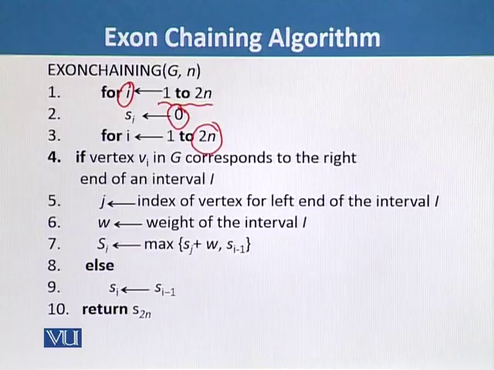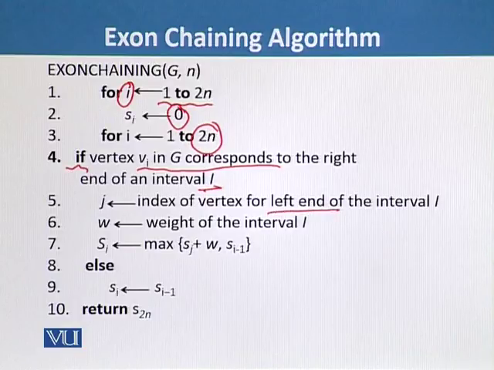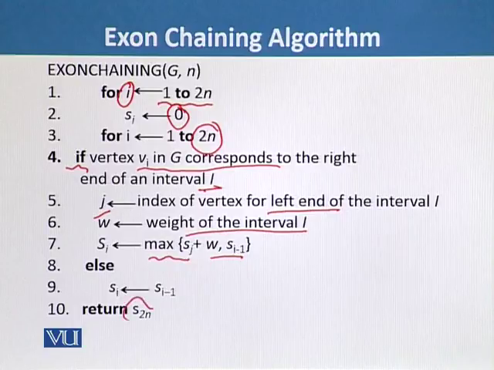So in the fourth step we can see that there is an if condition, and that is whether the vertex Vi in G corresponds to the right end. As we have seen, we have two ends, the right end of an interval. Similarly, we will assign the index of the vertex of the left end to j, and w is the weight of the interval. For Si we will assign the maximum value, that is Sj plus w, or Si minus 1, and else, and we will finally get the value S2n.